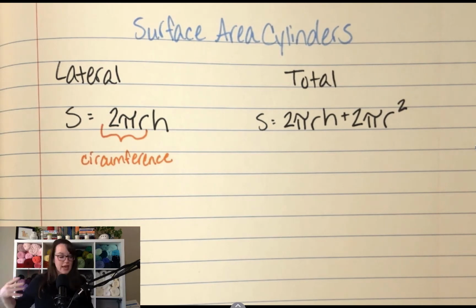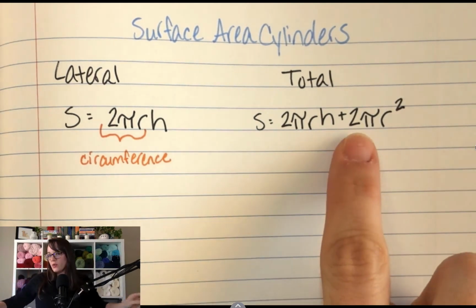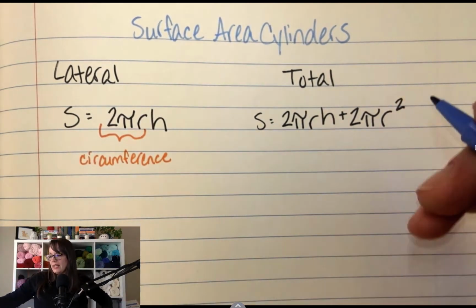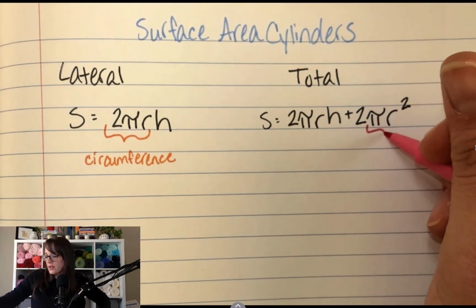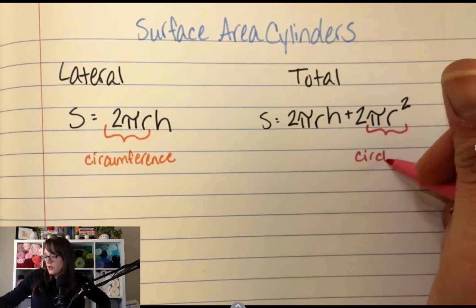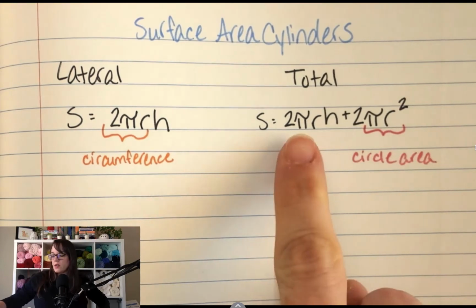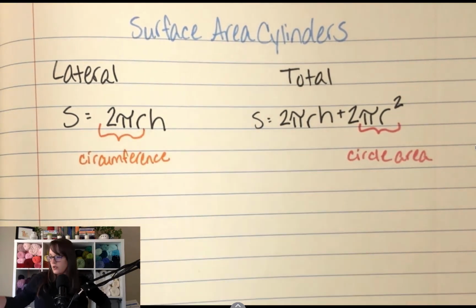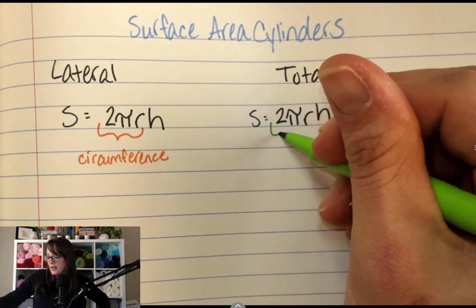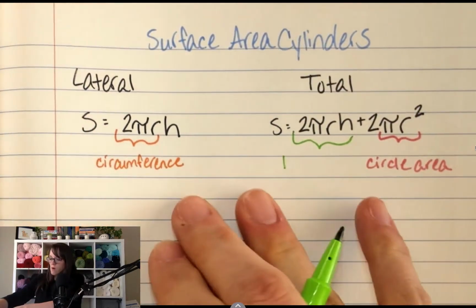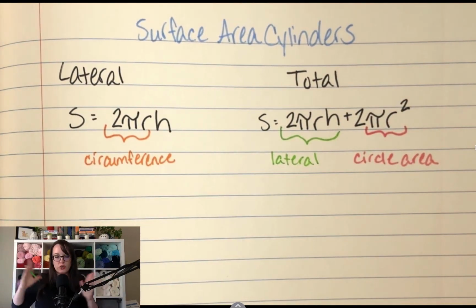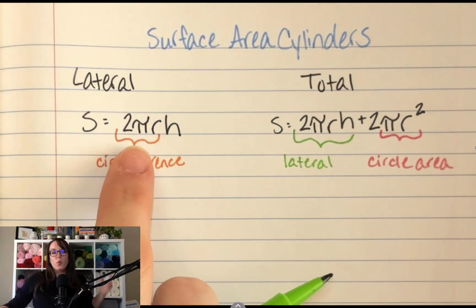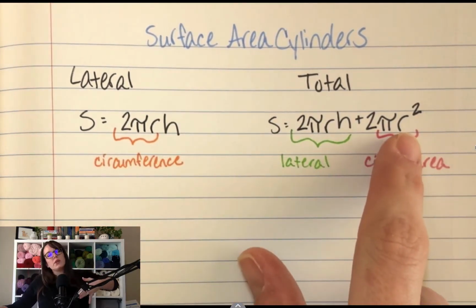Total, we have to take in the rectangle plus your circle top and bottom. So that's where our 2 pi r squared comes from. What is pi r squared the formula for? Area of a circle. So this right here is circle area. So 2 pi r is circumference, h. So again, this right here, this is the lateral area. Then we add our two circular bases.